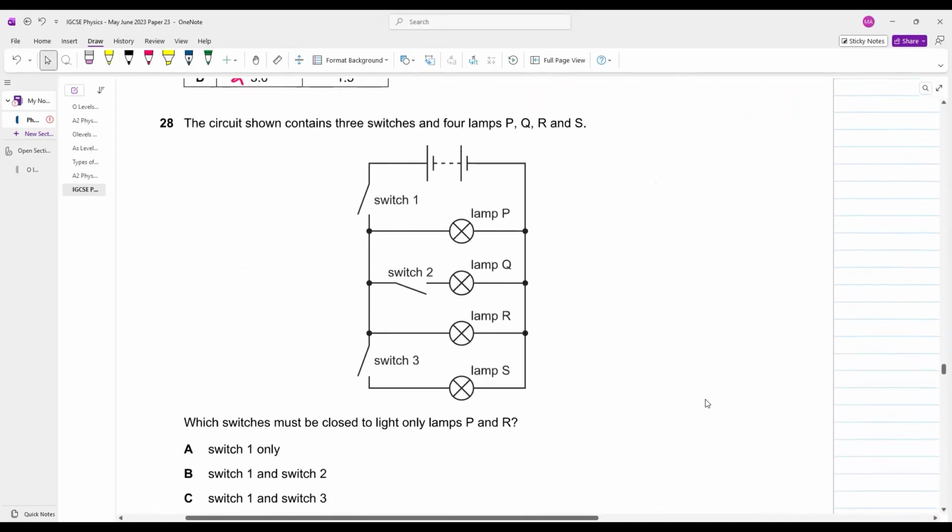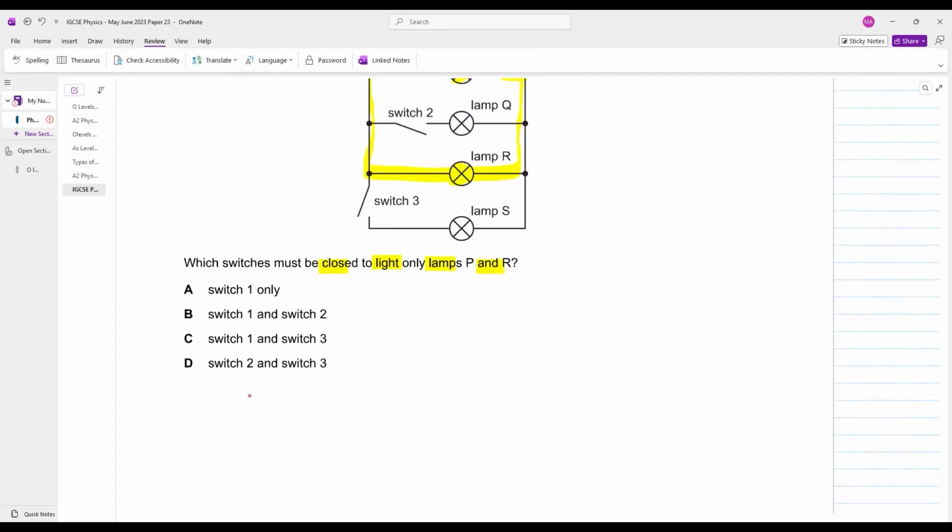B is your answer. The circuit contains three switches and four lamps P, Q, R and S. Which switch must be closed to light up only lamp P and R? अच्छा जी आपने P और R को light up करना है. So let's say the circuit starts here. You have to close switch 1 and अगर आपने R भी light करना है तो yeah, I think you only have to close switch 1. Can you see yellow highlighted area में सिर्फ switch 1 आ रहा है तो you only have to close switch 1. A is your answer.